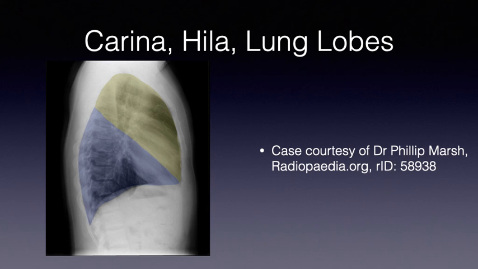Instead, when we look laterally, we see that the left upper lobe is both more superior and also more anterior, and that the left lower lobe, while yes inferior, is also posterior relative to the left upper lobe. So lateral view would be good if we needed to distinguish which lobe has a consolidation, for example.